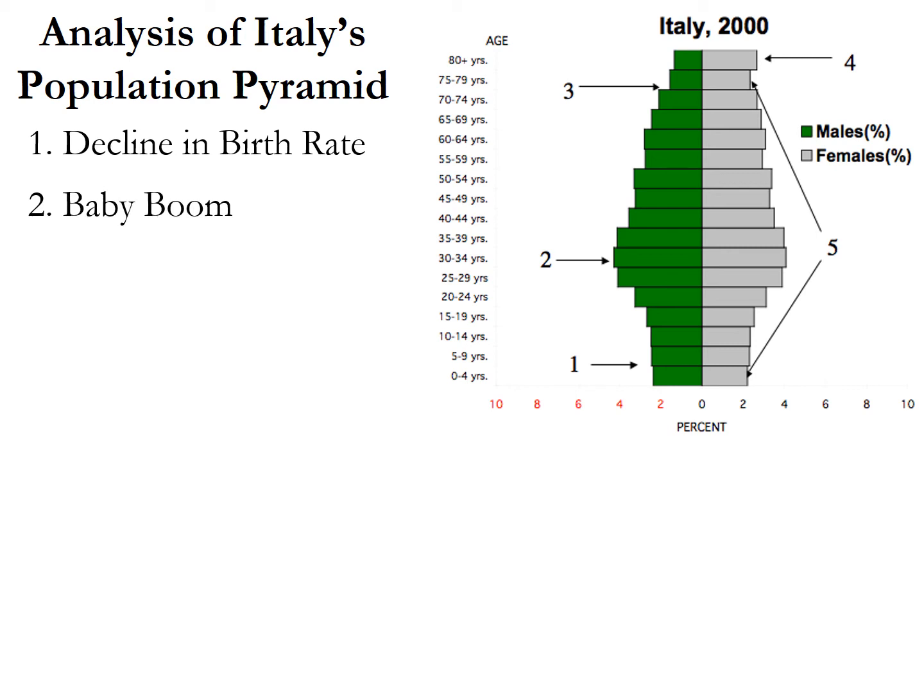So that means after some type of event, you had one large baby boom, which could be really scary because by the time they get really old, you're going to have an elderly dependency ratio problem. 3 indicates there are fewer men in Italy who are older because of World War I and World War II, that men just died because they went and served.